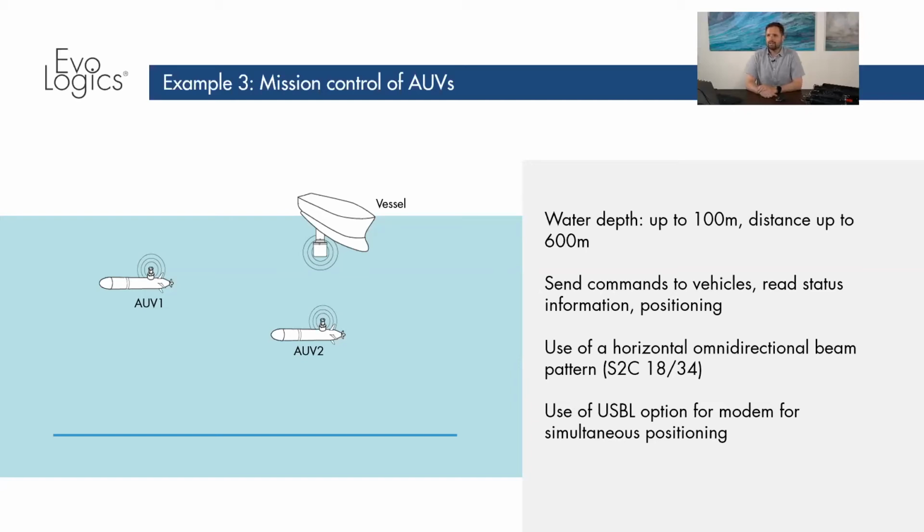It's common in this kind of application to use a horizontal omnidirectional beam. For example, the 18 to 34 kilohertz unit. And as I mentioned before, using the USBL provides you also with this simultaneous positioning information.